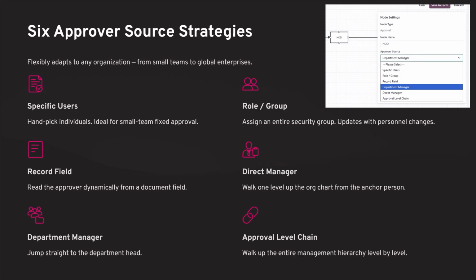6 approver strategies. Specific users for small teams. Role groups that update with personnel changes. Record fields for dynamic routing. Direct manager walks 1 level up. Department manager jumps to the head. Level chain walks the full hierarchy.